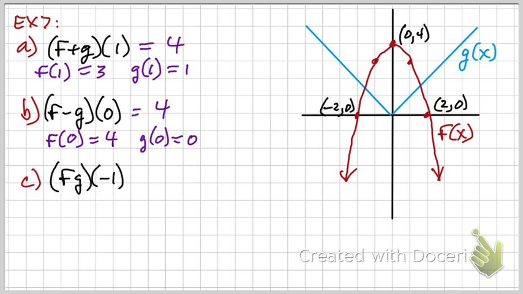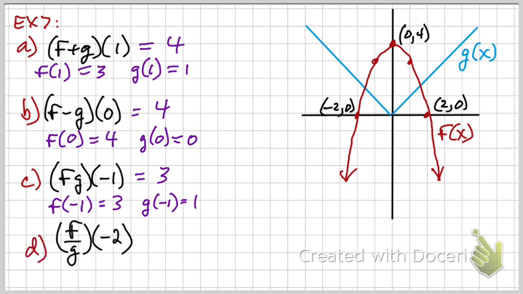Okay? We're multiplying and evaluating at -1. When x is -1, what's f? What's g? I'm with you. So I'm multiplying 3 times 1. Here's just a different way they're going to ask you. Same concept, though. Let's look at a divide one.